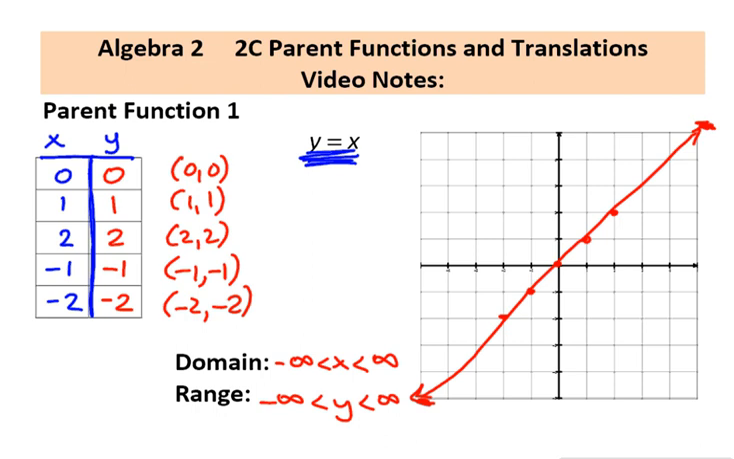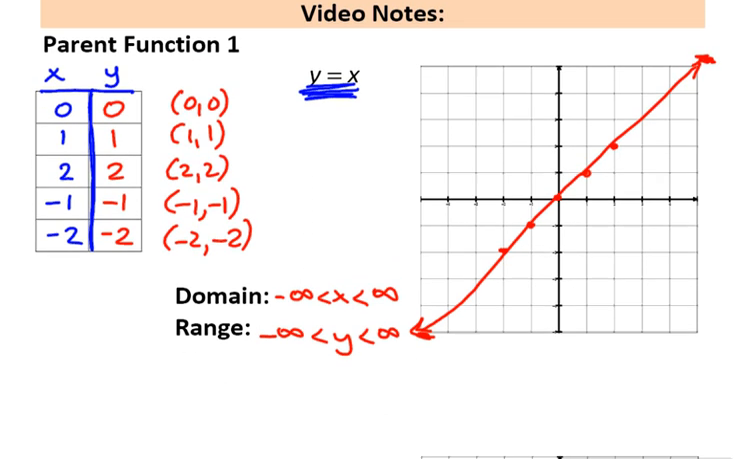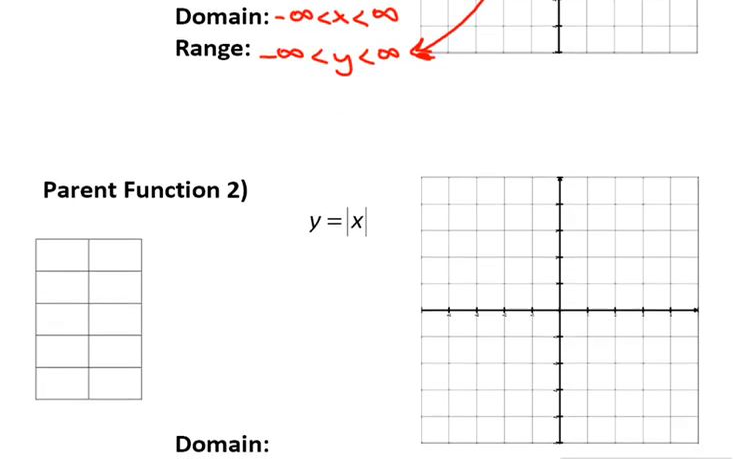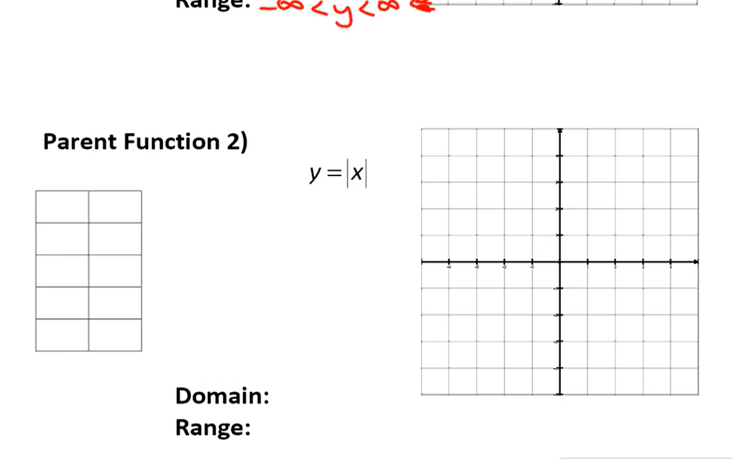So our first parent function. All right, so let's go down and look at something a little bit newer. Y equals the absolute value of x. So again, we're going to graph this function on a t-chart. I'm going to have x. This time, y is going to be equal to the absolute value of x. I'm going to start with the same x values.